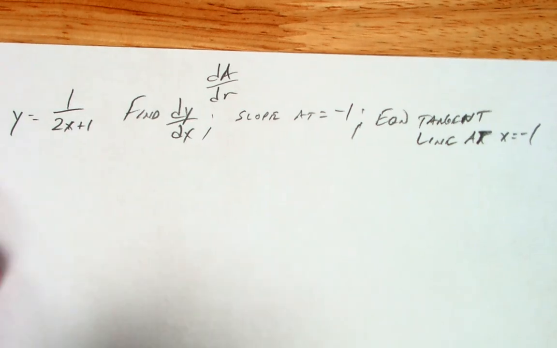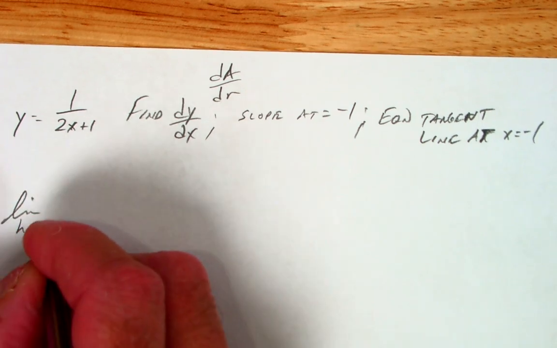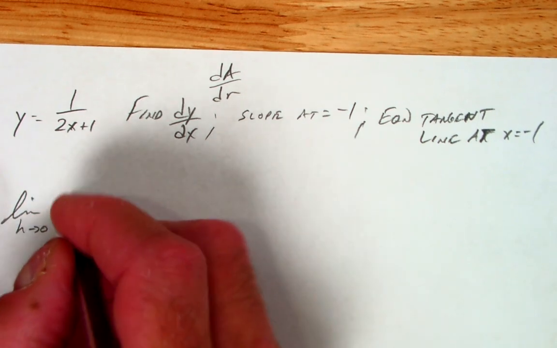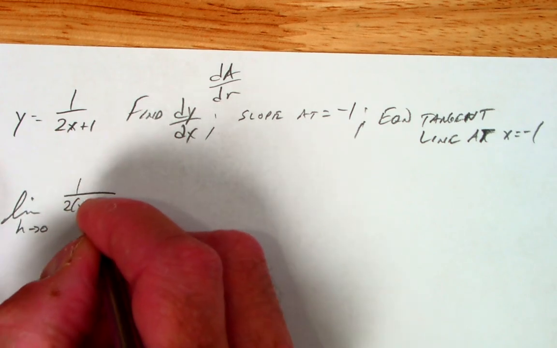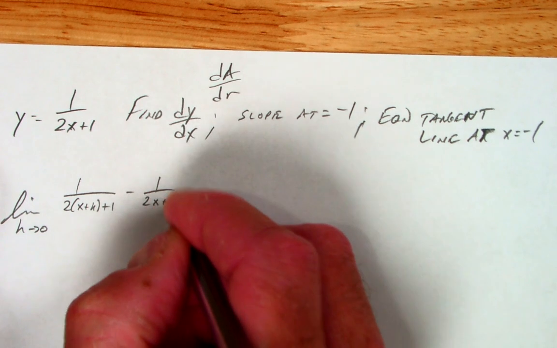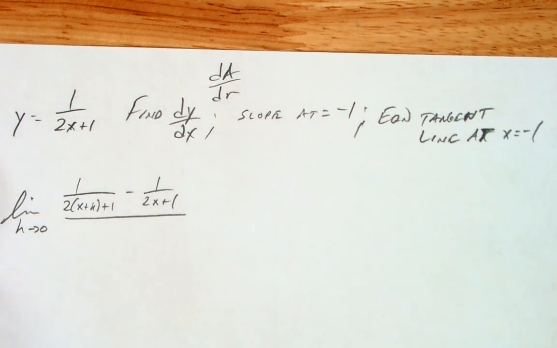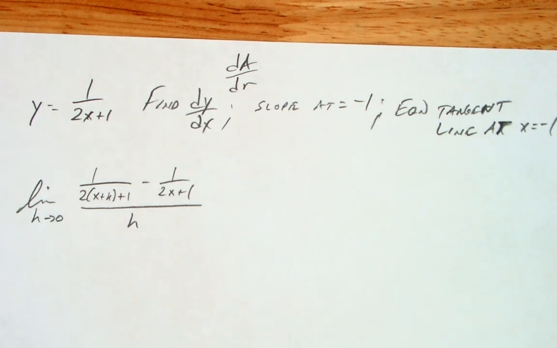It's going to make me go, ooh, when the radius is changing at this rate, how fast is the area changing? Okay? So here we go. Limit as h approaches 0 of, I'm just going to plug it in, 1 over 2 times (x plus h) plus 1, minus 1 over 2x plus 1, over h. Ooh, this one's going to be ugly. This one might take me a little bit longer than I anticipated, but that's okay. We got 6 minutes.